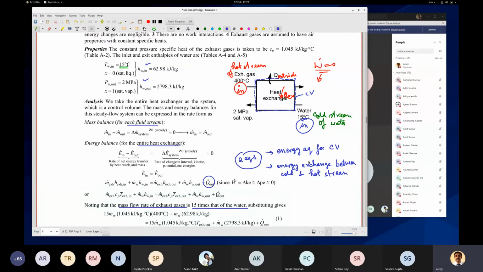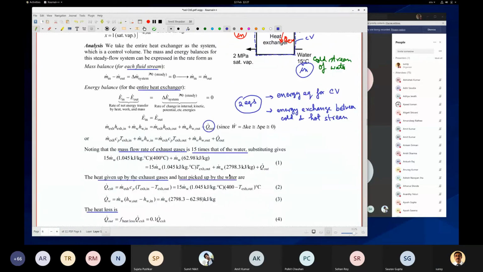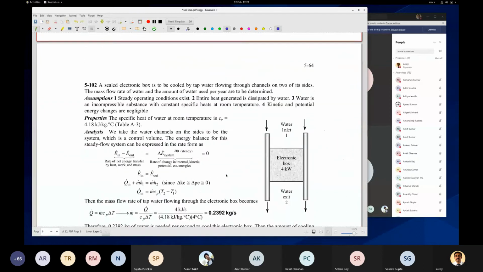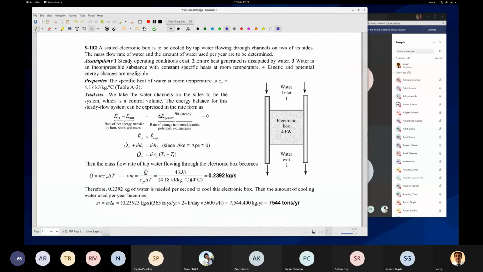Both have to be taken into account. Two energy equations have to be taken into account. So a sealed electronic box is to be cooled by tap water flowing through the channels on the two sides. The mass flow rate of water and the amount of water used per year are to be determined.